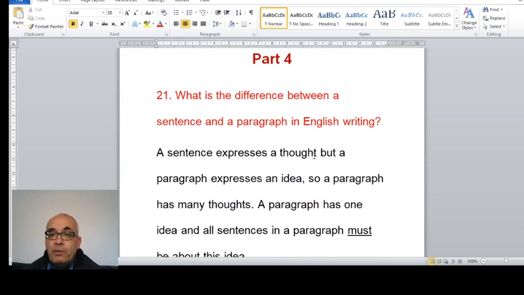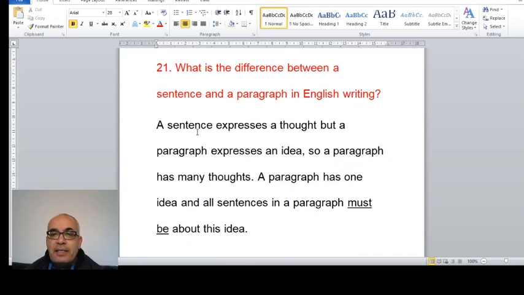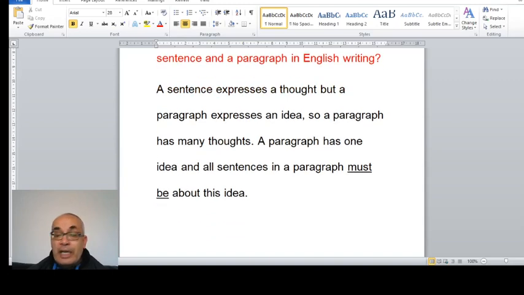Now number 21, what's the difference between a sentence and a paragraph in English writing? A sentence expresses a thought, but a paragraph expresses an idea. So a paragraph has many thoughts. A paragraph has one idea, and all sentences in a paragraph must be about this idea. So a sentence expresses what? A thought. A paragraph expresses an idea. All the sentences in a paragraph must be about the idea. You cannot write two ideas in a paragraph.